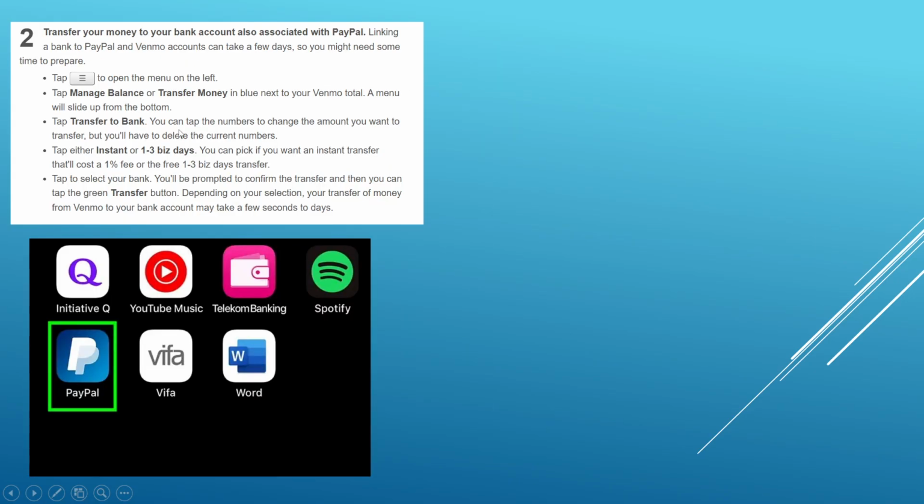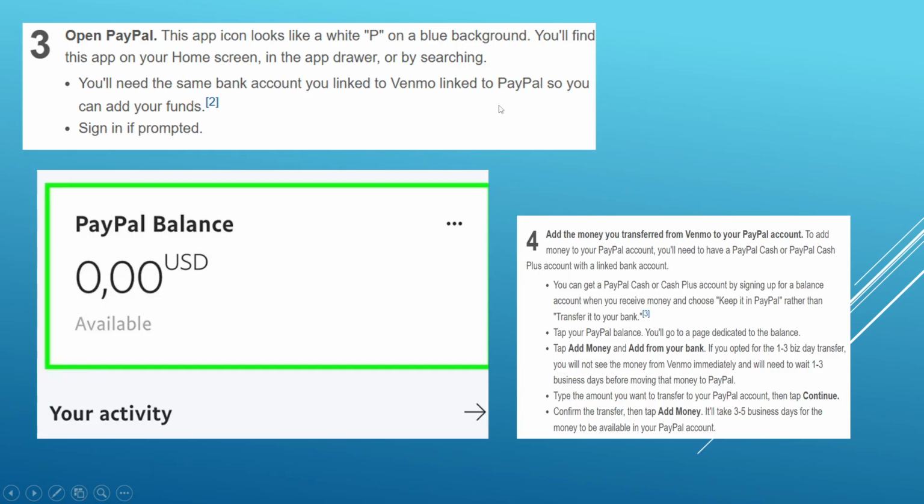Now let's move on to linking the same bank account with PayPal. Open up the PayPal app or visit PayPal's website. You'll want to navigate to the Wallet section. Once you're there, click on Link a Bank and input the same bank account information you just used with Venmo. This step is crucial because it sets up the pathway for your funds to transfer seamlessly from Venmo through your bank and into your PayPal account.